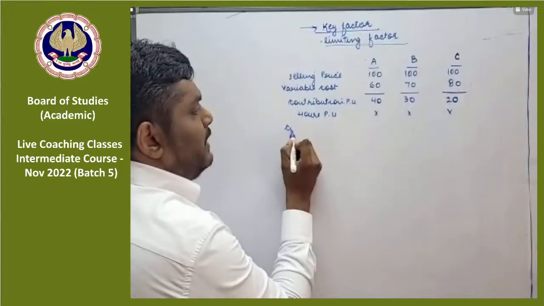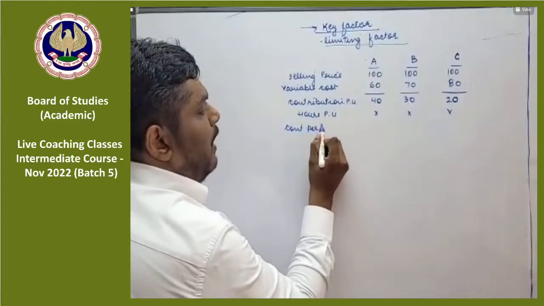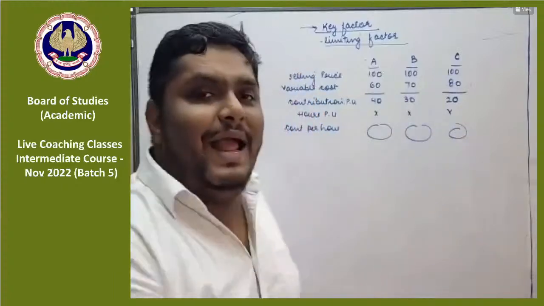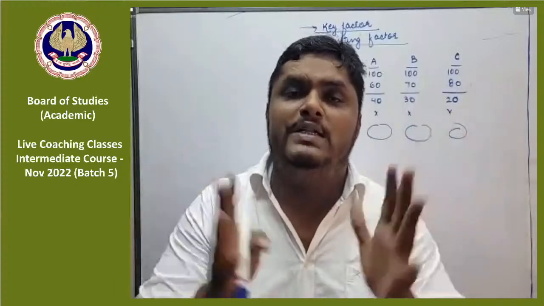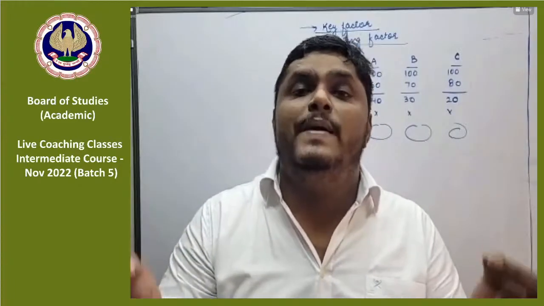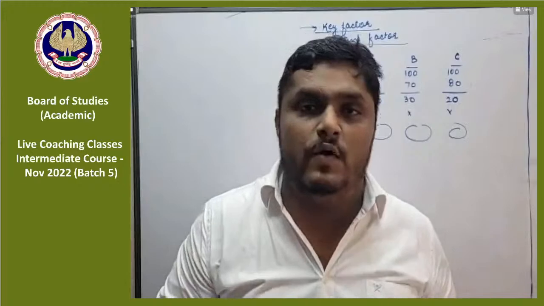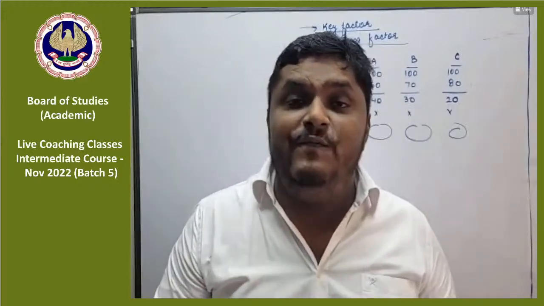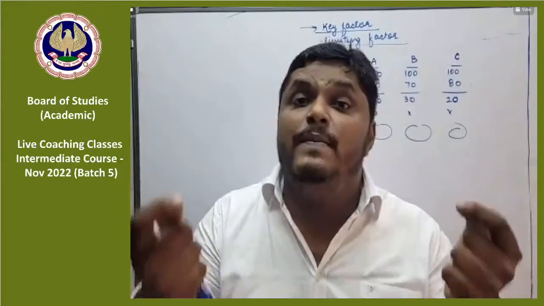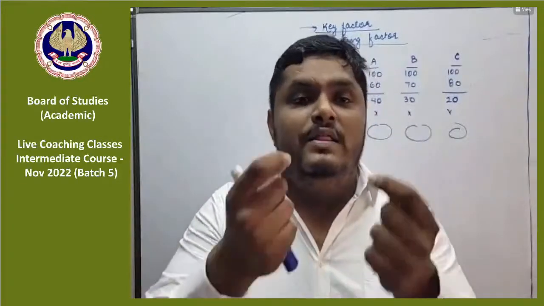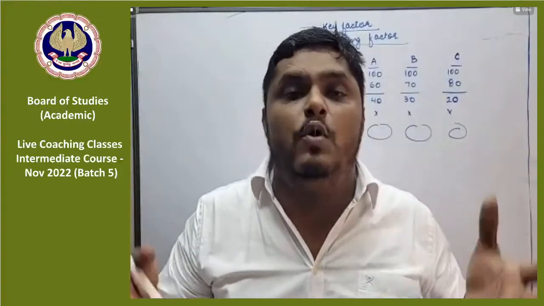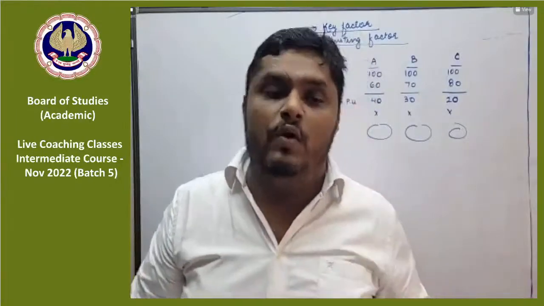Then we will calculate contribution per hour, and accordingly the ranks will be given. So my point is very simple. If the raw material is in limited supply, our decision will be based on contribution per kg of raw material. If I have limited labor hours availability, my decision will be based on contribution per hour. That is, for every hour, how much maximum contribution we can earn, we will follow that rule.